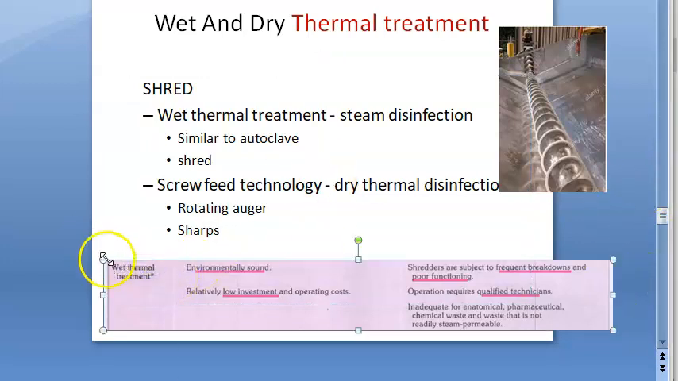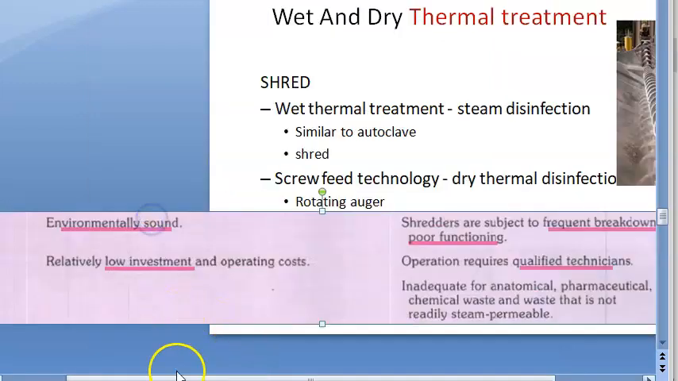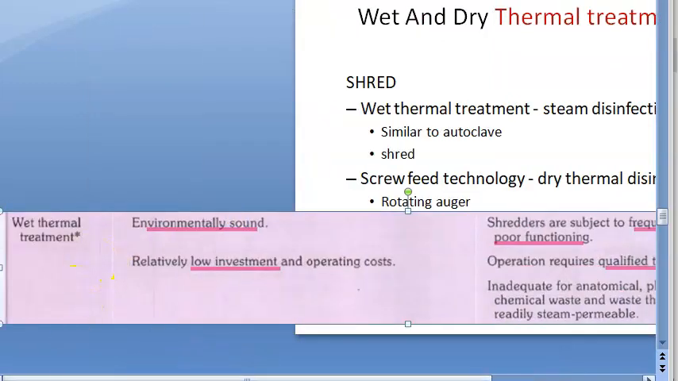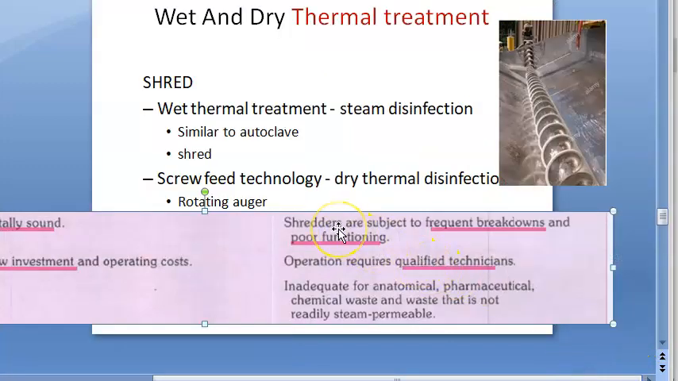So let us look at the advantages and disadvantages of wet thermal treatment. Wet, like autoclaving, is environmentally sound, has relatively low investment, etc. What about the disadvantages? Shredders. Shredders will keep breaking down, it seems. So shredders will break down. They will not function properly.